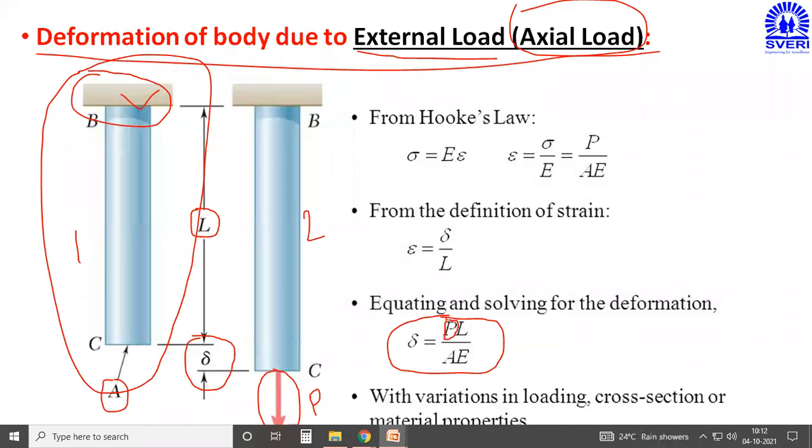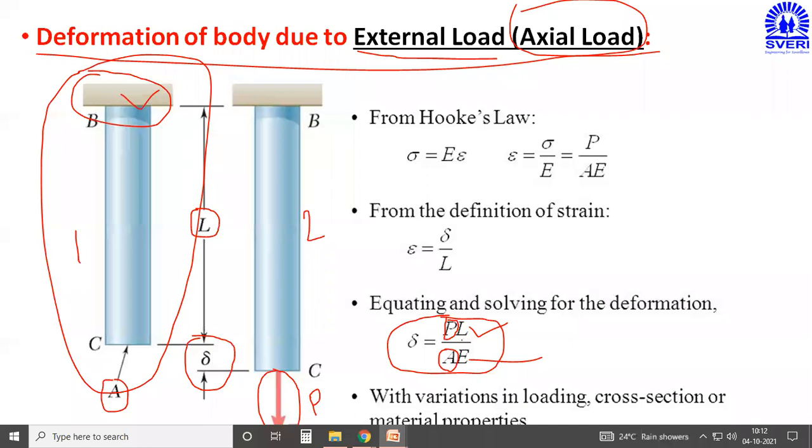So what does P indicate? P represents the external force applied on the rod. L represents the original length. A represents the cross-sectional area, and this capital E represents the Young's modulus of the material. The material may be steel, aluminum, copper, or brass. Each material has its own material properties, which can be indicated in the form of Young's modulus E, and that E will be given as a constant parameter.